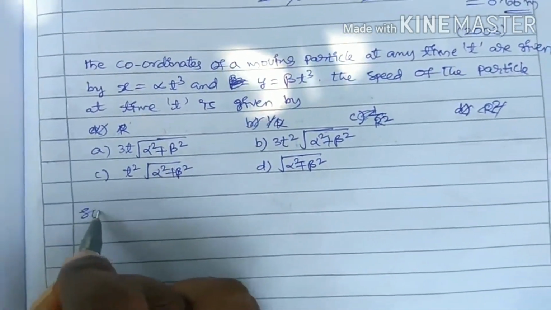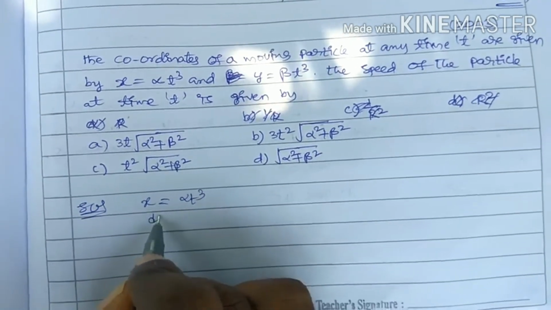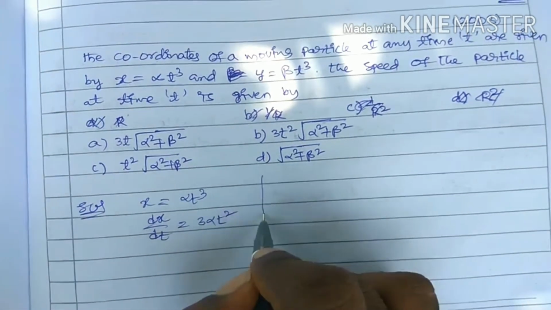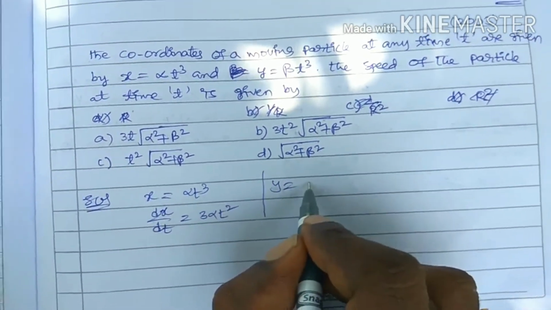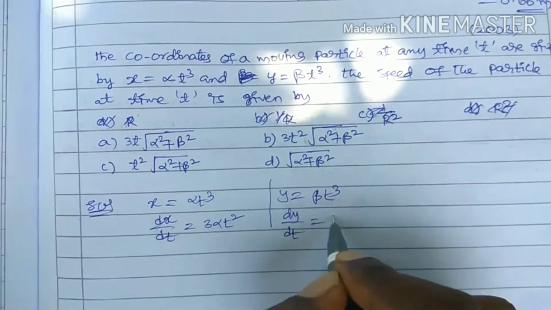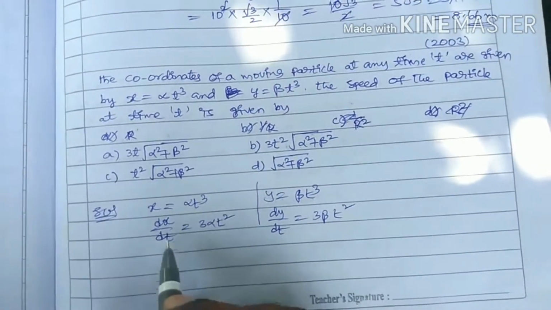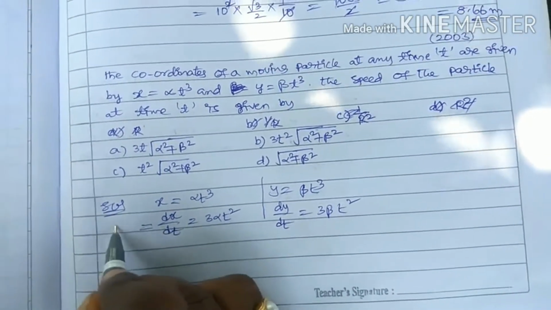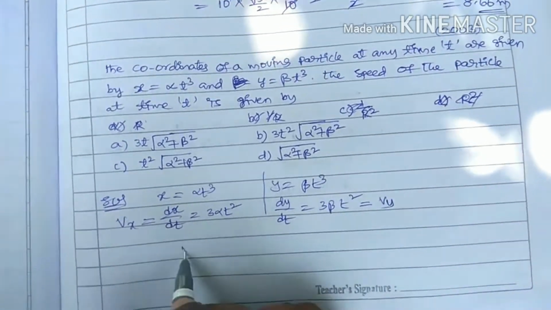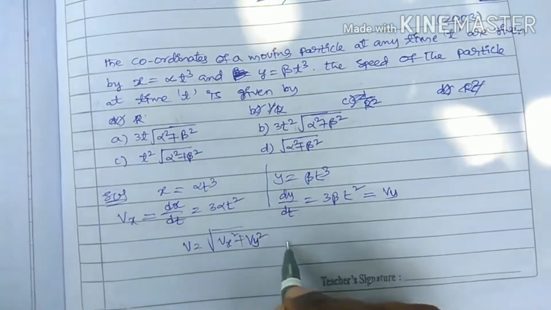Now the solution. Given x equal to alpha t cube, dx by dt can be written as 3 alpha t square. Similarly y equal to beta t cube, then dy by dt is equal to 3 beta t square. Here this is the x component of the velocity of the moving particle, that is Vx, and this is the y component, that is Vy. Therefore V is equal to under root of Vx square plus Vy square. Then we can solve it.